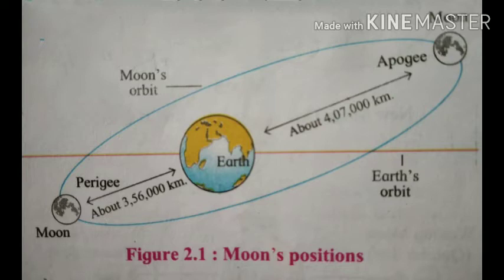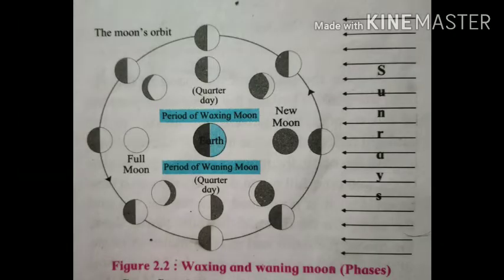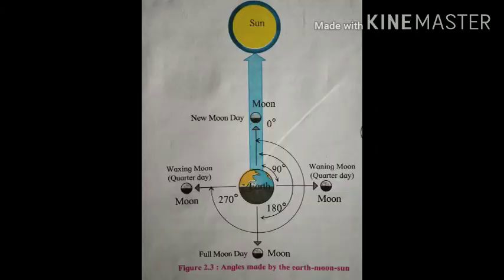Now, we already learned the phases of the moon in 5th standard. So you know how it waxes from the new moon day to full moon day, and how it wanes from full moon day to the new moon day. We already saw such a type of diagram in 5th standard. Waxing and waning moons mean phases.